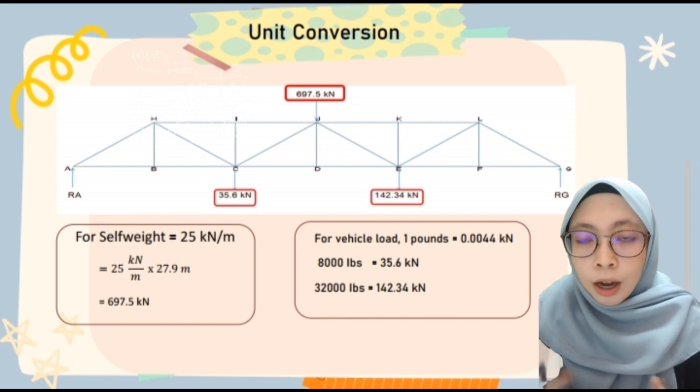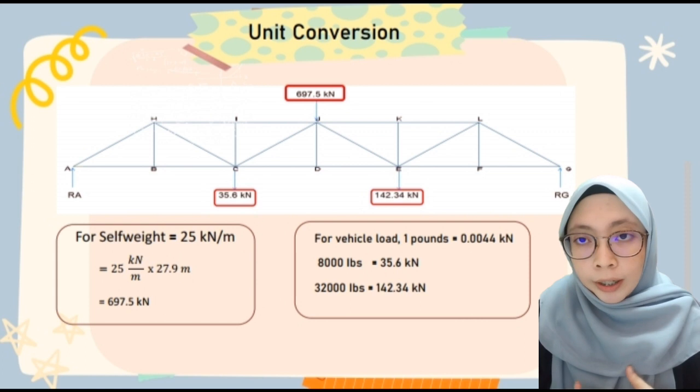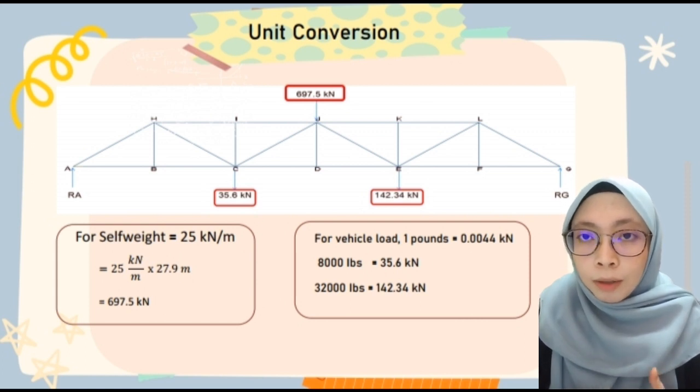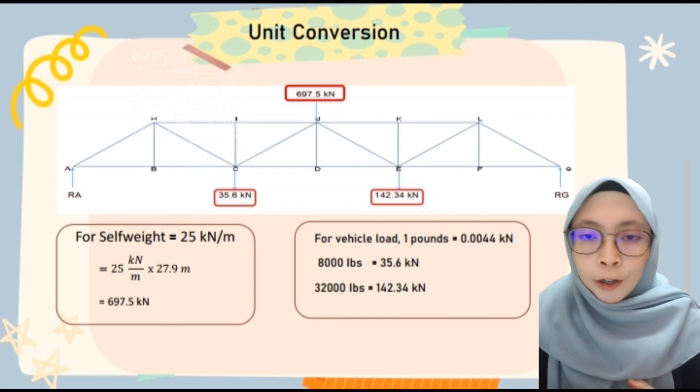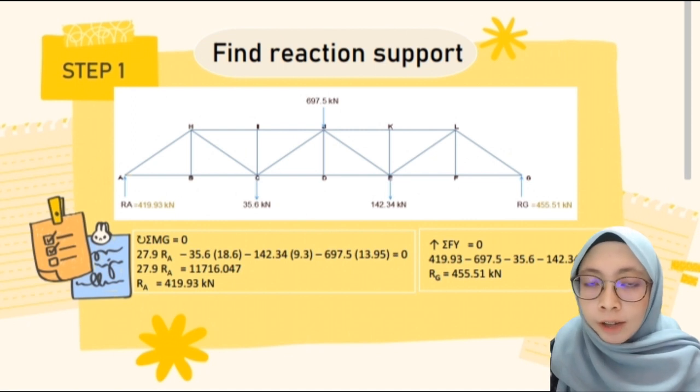697.6 kN. The vehicle load is in pounds, so we have to convert it into kilonewton. 1 pound is equal to 0.0044 kilonewton. So for 8,000 pounds, it is 35.6 kilonewton, while for 32,000 pounds, it is 142.34 kilonewton.